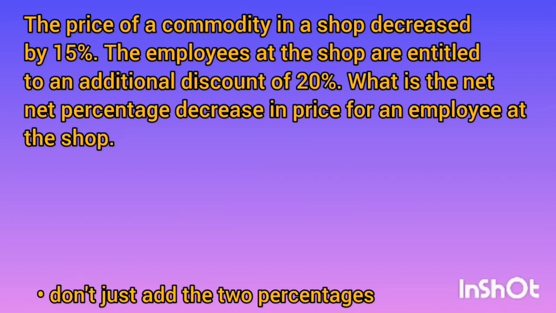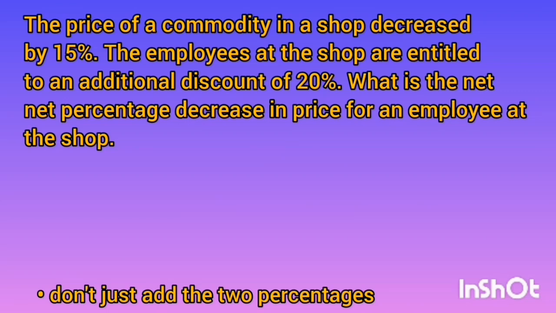Let's say the price of a commodity in a shop decreased by 15%. The employees in the shop are entitled to an additional discount of 20%. What is the net percentage decrease in the price for an employee at the shop? So you can pause the video and see whether you can do this in less than 20 seconds. Or you can continue watching to see how I'm going to go about it.